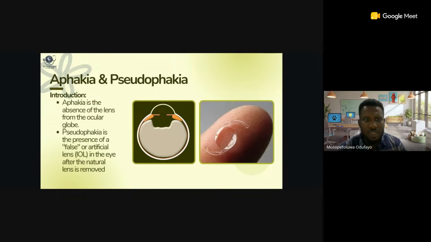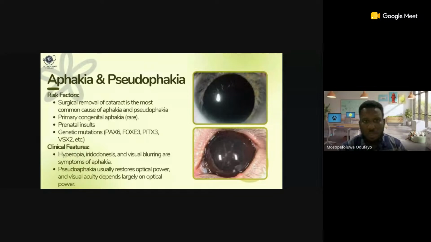While pseudophakia is the presence of a false or artificial lens in the eye, an intraocular lens, after the natural lens has been removed. Is that okay? So, what are the risk factors?